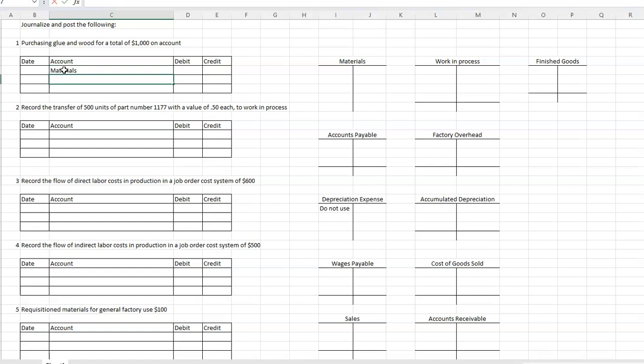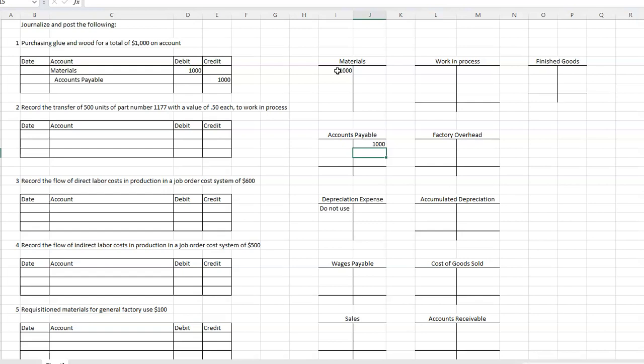All right, and we bought it on account, so we're going to pay for it later. So that's accounts payable. And it says it's $1,000. So let's go ahead and post that and see how it affects these accounts. So we bought materials, so it's going to go up with the debit. And we bought it on account, so accounts payable will go up with a credit. All right, so that's number 1. Let's look at number 2.